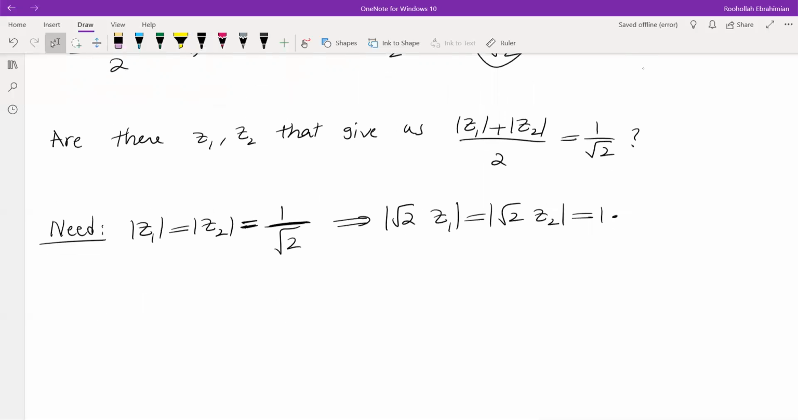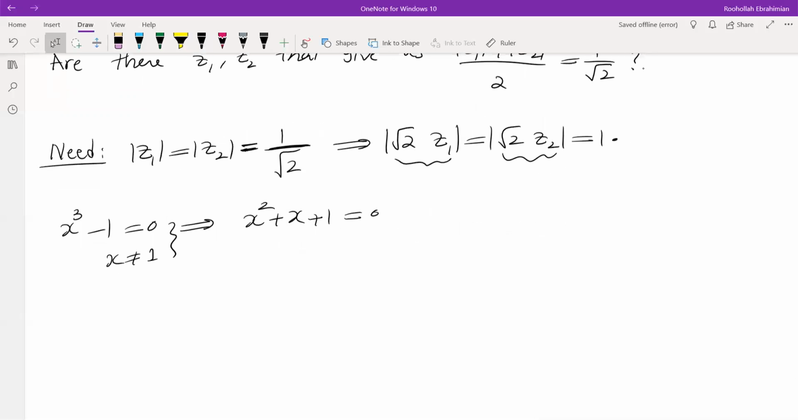Okay, so I'm looking for a quadratic polynomial whose roots are of absolute value 1. So one way would be to look at cubic roots. If you have x cubed minus 1 equals 0, that gives you x squared plus x plus 1 equals 0, assuming that x is not 1. So this might be a good example. Then you substitute root 2 times, say, t, and you get the polynomial 2t squared plus root 2 t plus 1.